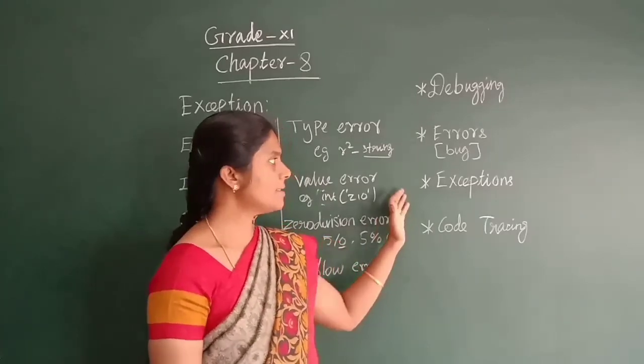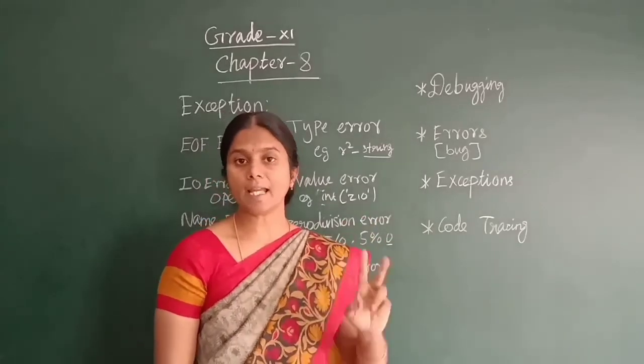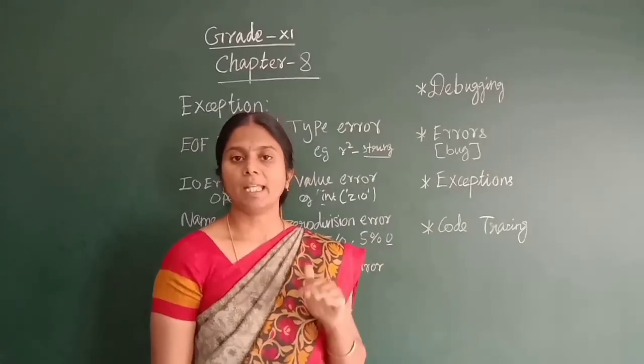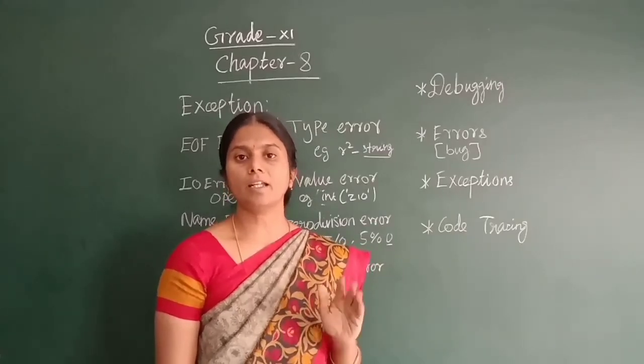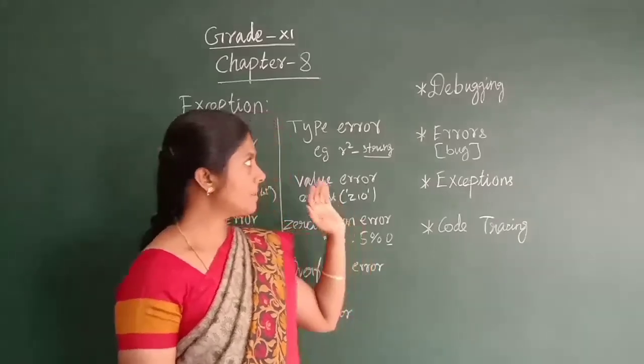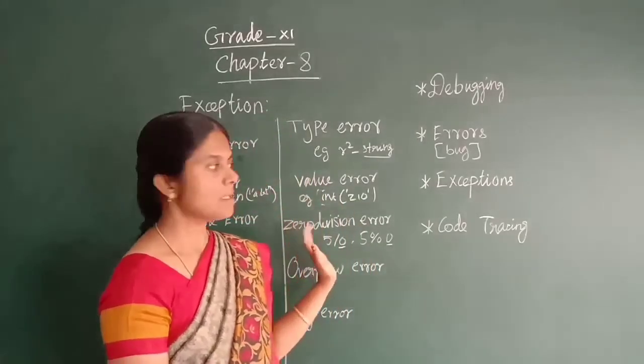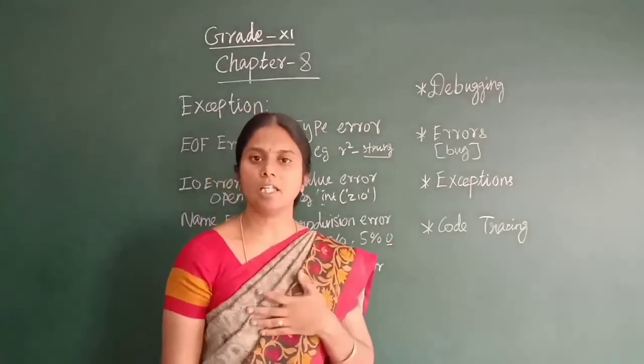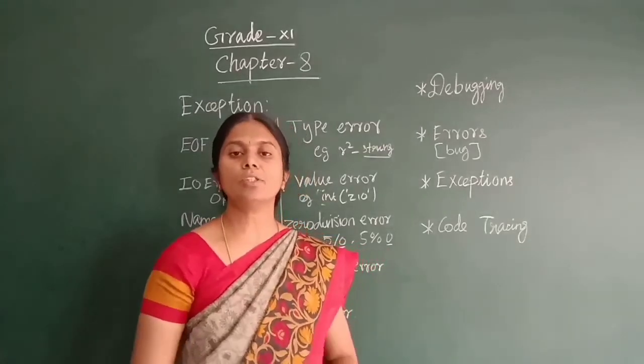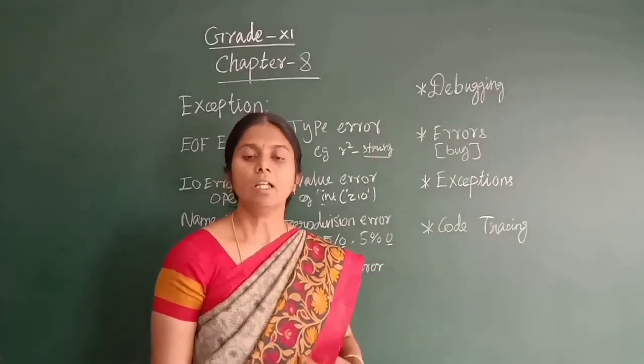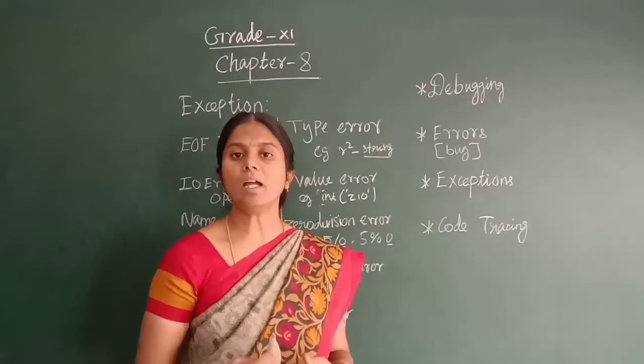Okay, the next thing is exception. Both errors and exceptions are the same, but an exception occurs in an irregular situation. So these are the exception types of errors. And code tracing is a debugging technique. It will execute the code line by line and show the result of the variables.